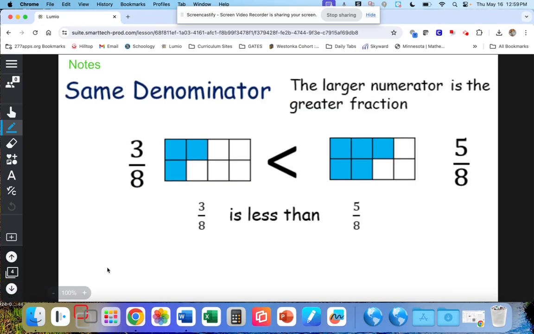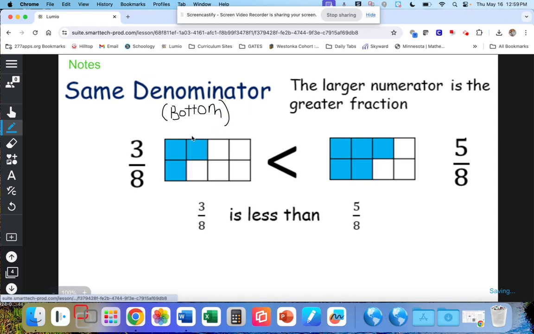All right, we have some more notes. So this is going to be another time to pause the video and write them all down and then continue to the next screen. The first type of comparing fractions we're going to talk about is when they have the same denominator. Remember, the denominator is the bottom number. So when our bottom number is the same, a lot of times it's really easy to know which one is bigger or which one's smaller.